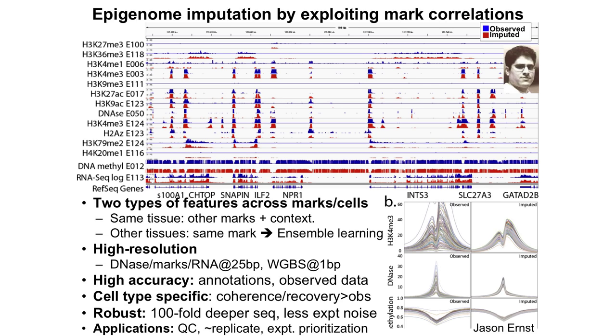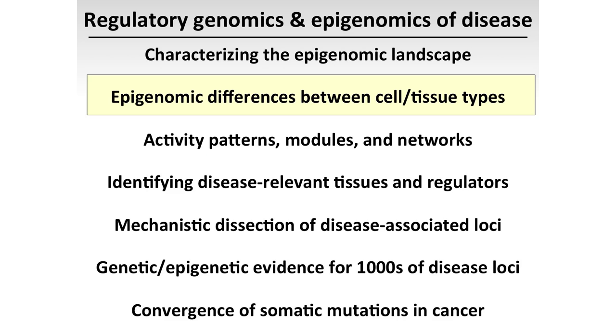But actually, I should mention that Jason's a professor at UCLA. He's no longer with me. The way that he does it is that he uses an ensemble learning approach where he's exploiting both the similarity of other marks as well as the context within the same tissue and the similarity between the same mark observed in different tissues. And the features are not hard-coded. These are actually learned automatically using a pretty clever training approach where you can learn these relationships in pairs of tissues that you're not trying to impute on, and then use them in whatever tissue you're actually trying to impute on. So that's a little bit of the characterization of the epigenomic landscape.